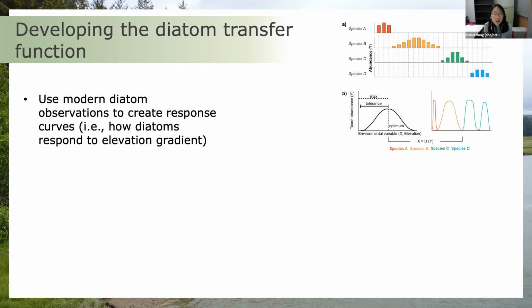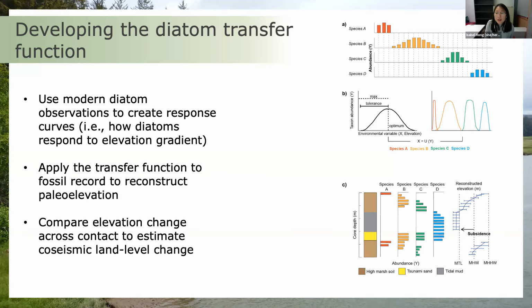What the transfer function then does is it creates these species response curves that you see here colored to show how each species is responding to our environmental variable of interest, and in this case, elevation. What we do then is we look at the fossil diatom assemblages in the sediment core, and the transfer function then is able to look at those fossil diatom assemblages and then recreate paleo elevation, as you see on the far right here in panel C, with these sample-specific errors. And then from there, look at that change in elevation across that contact to measure the amount of subsidence from these earthquakes.